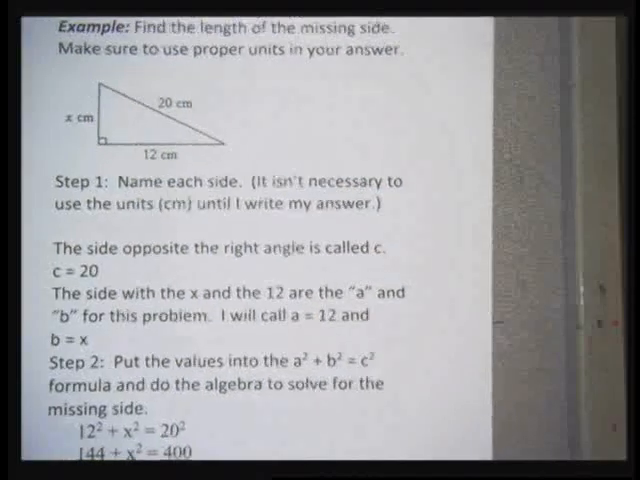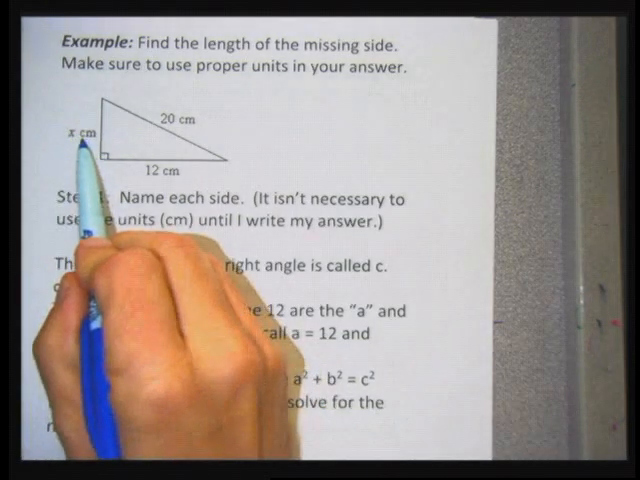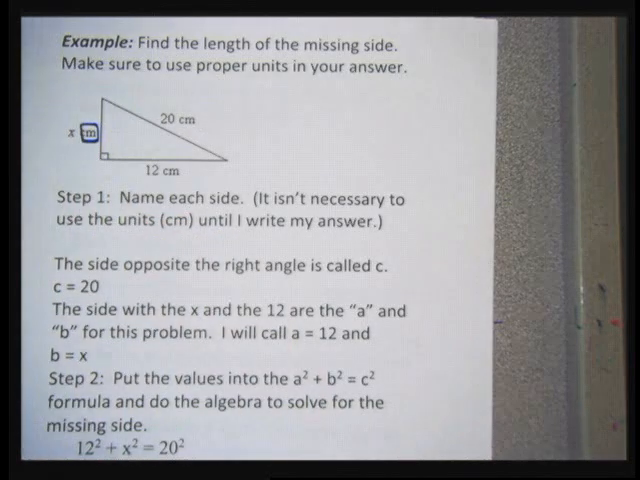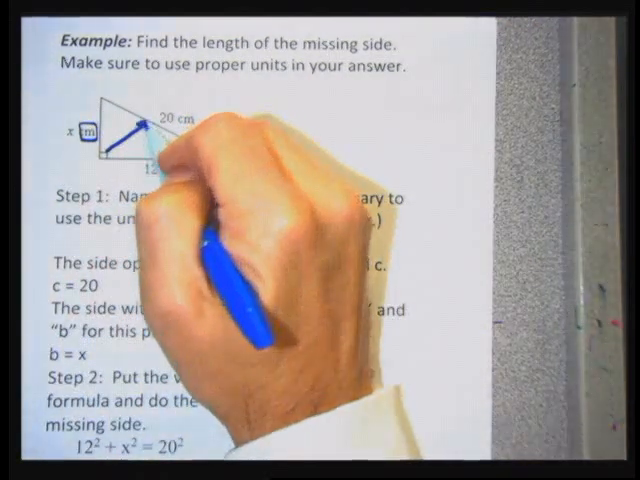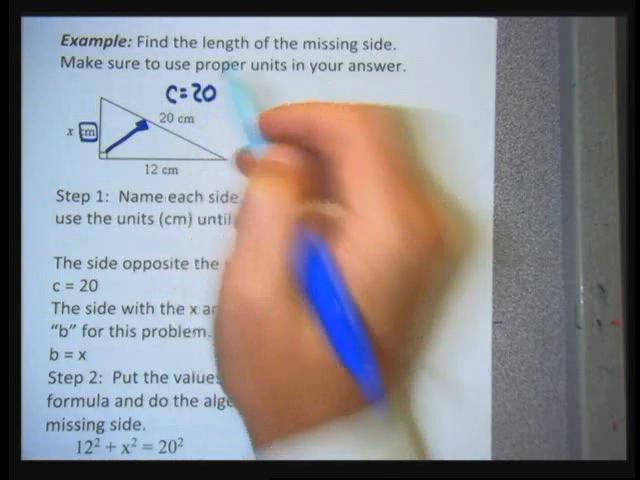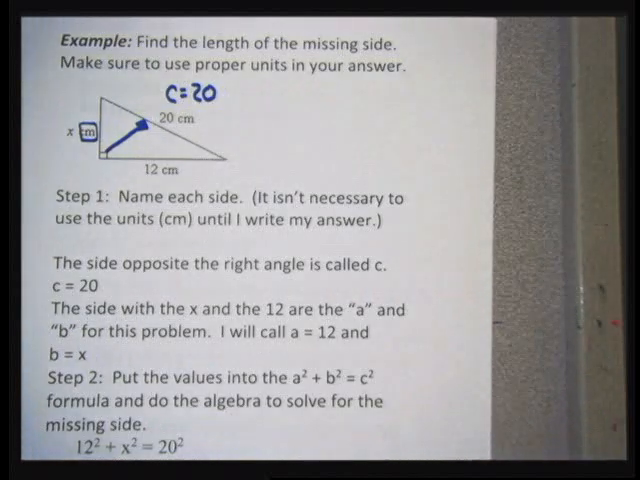Okay, so another example. Find the length, make sure to use proper units in my answer. Because I'm finding a length, my answer is going to have the units of that length, which are centimeters. In this problem, it's a right triangle again. The side opposite the right angle has to be called C. So my C is going to be 20. It's technically 20 centimeters. I'm going to hold off on the units until I write my answer.